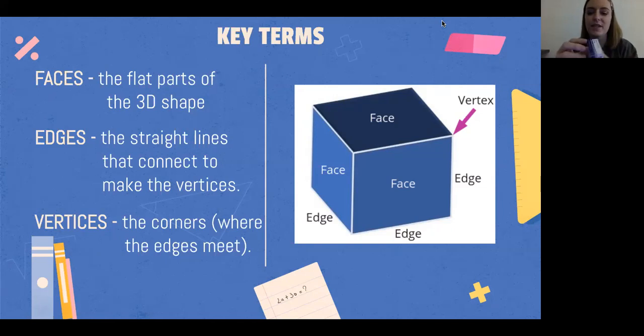Now, vertices are the corners. So that's these little corners right here. There's some all the way around, and there's some over here as well, and they are called vertices. That's our math word for corners. We're not going to say corners, we're going to say vertices. That's when we're talking about more than one. If I'm just talking about one corner, it's a vertex. If I'm talking about more than one, they are called vertices, okay?